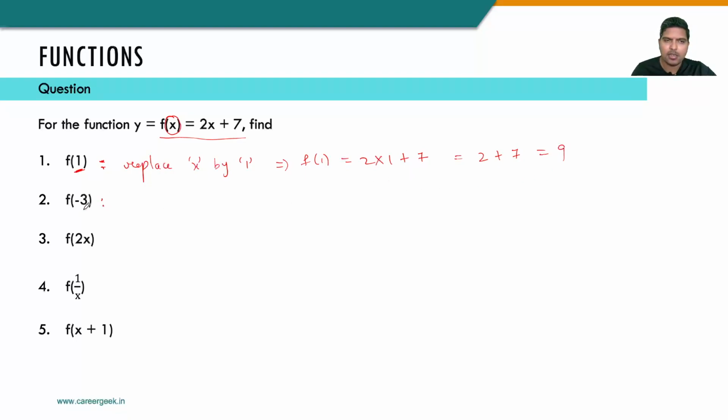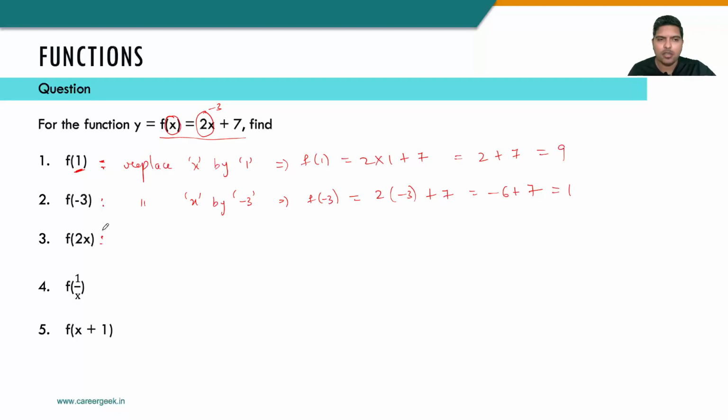Now, similarly, f of negative 3. So, you will need to replace x by negative 3. So f of negative 3 is 2 multiplied by negative 3 plus 7, which is negative 6 plus 7 or 1. I've seen a lot of students getting confused that they replace the entire 2x by negative 3. No, you need to only replace the x.